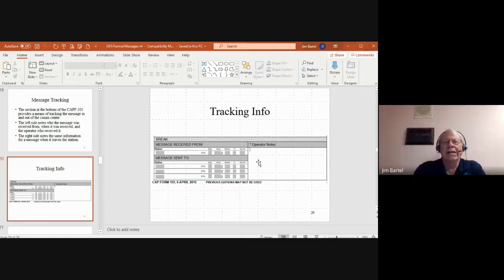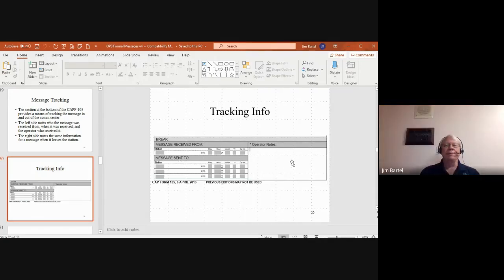I was going to say, also note there's another box here after the year, and that's the operator initials. So whoever received that message puts their initials there. So if there's some question about the message, they can look at that sheet of paper and say, who took this? And you'll be identified. And then as you were saying, the message sent to, if you're sending it out, their call sign, when, and again, your initials, so they know who sent the message out.